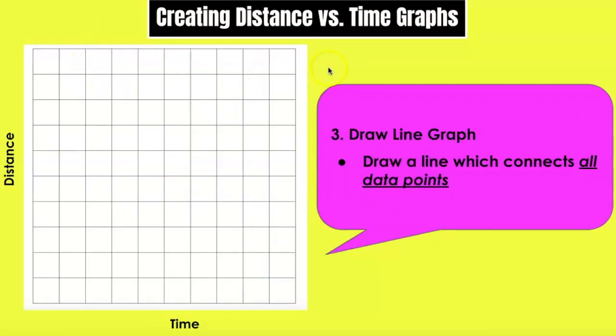Once you've drawn your line, you officially have a complete distance versus time graph, which you can then analyze to determine the velocity and acceleration of your object.